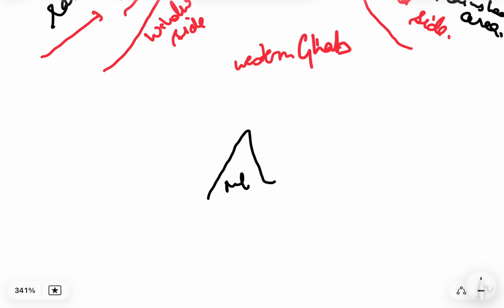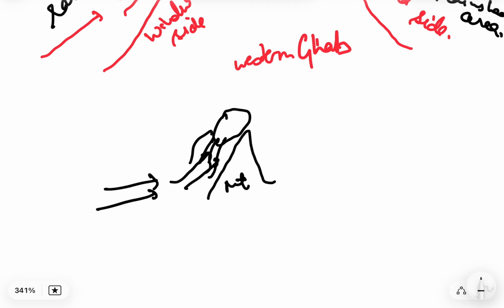So now this is the mountain. The wind will rise, form clouds, and precipitate here, and in these areas we have deserts. Since it is a rain-shadow area or low rainfall area, a desert will form here.